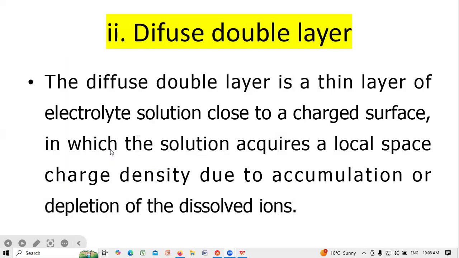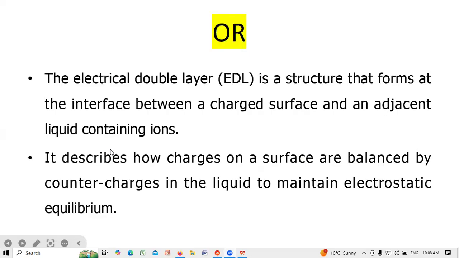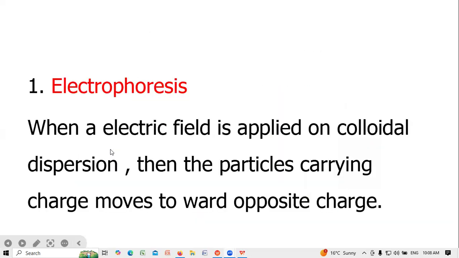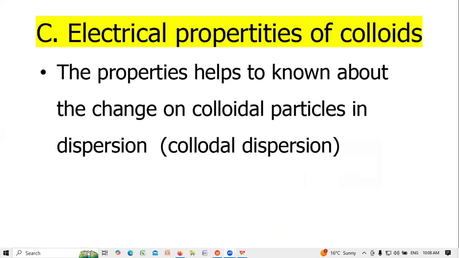That is all about the electrical properties of colloids.